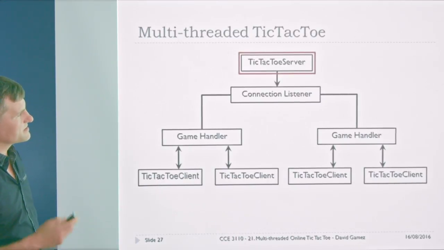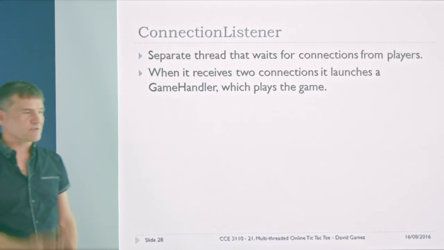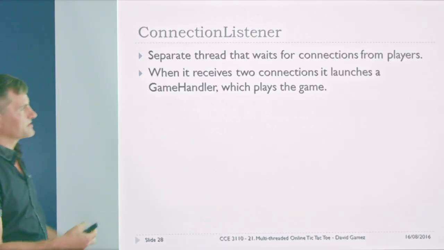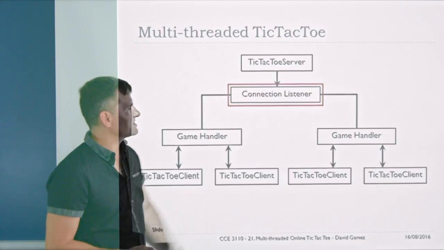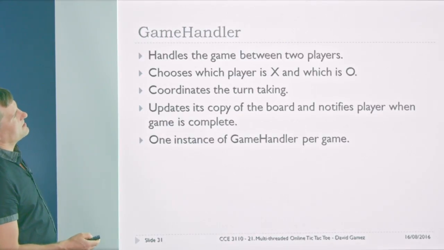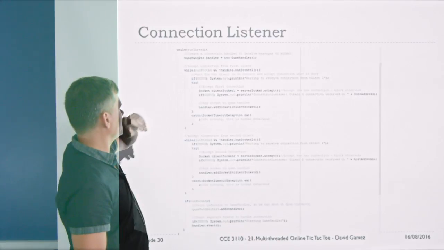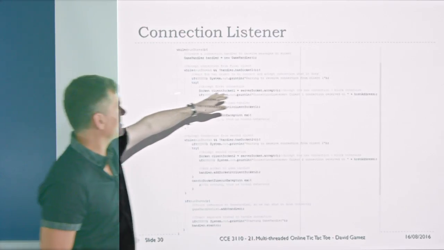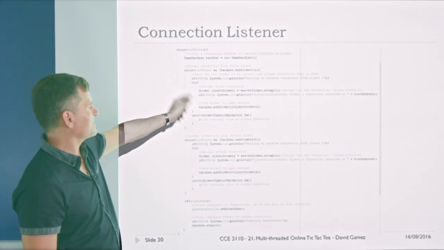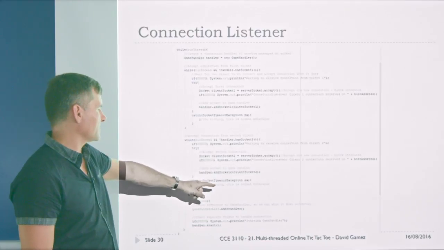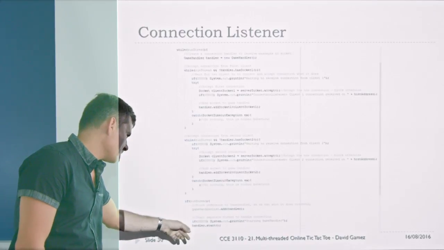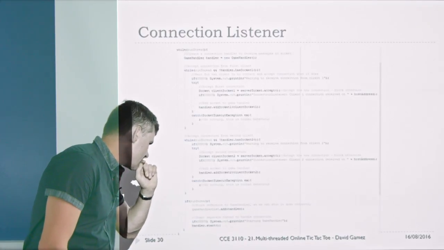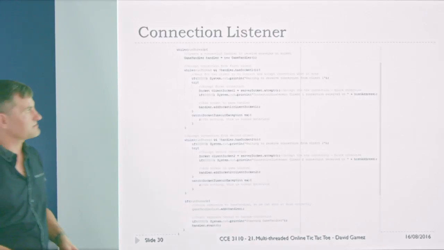So that's the server, and the server starts the connection listener, and that's a separate thread, and it waits for connections from players. When it's got two connections, it launches a game handler, and it's the game handler that actually plays the game. So that's the connection listener launched by the server. It accepts a connection from one client, adds that to the handler, receives a connection from a second socket, adds that to the handler, and then it starts up a separate thread that runs the game handler.